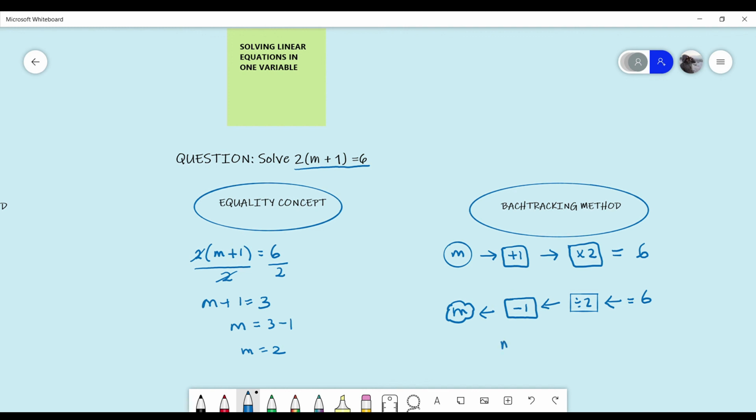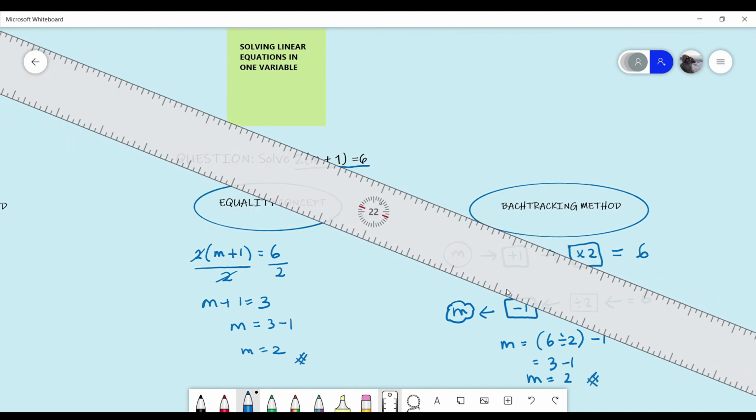So, to find m, using backtracking method is 6 divided by 2. And then, you minus 1. 6 divided by 2 is 3, minus 1. So, you have m is equal to 2. So, same answer for both methods. Oh, sorry.